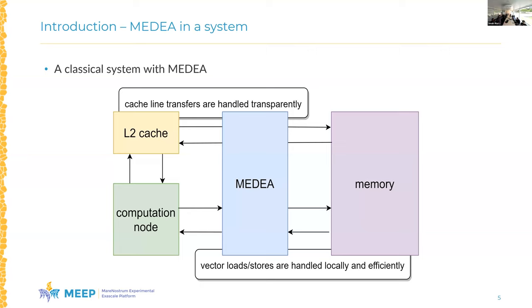And here we have a memory engine between the compute node and the memory node. You can see the cache lines are handled transparently just as before, but in this case we are transferring our vector loads and stores to the memory engine rather than to the L2 cache. Here, these vector loads and stores are handled locally and much more efficiently than sending them through the cache hierarchy, especially as we are targeting sparse access patterns.